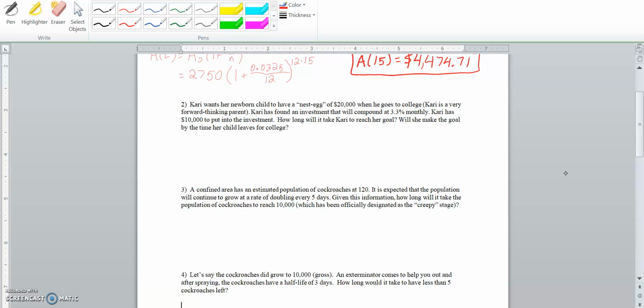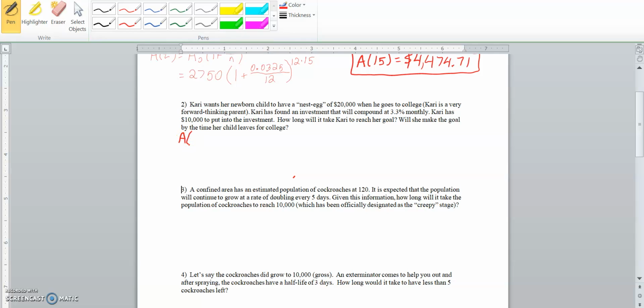It's kind of a two-part question. How long will it take to reach 20,000? And the second part is, based on how long it takes, will she make the goal of having 20,000 by the time her child leaves for college? So if we do the same thing, we say, oh, there we go.